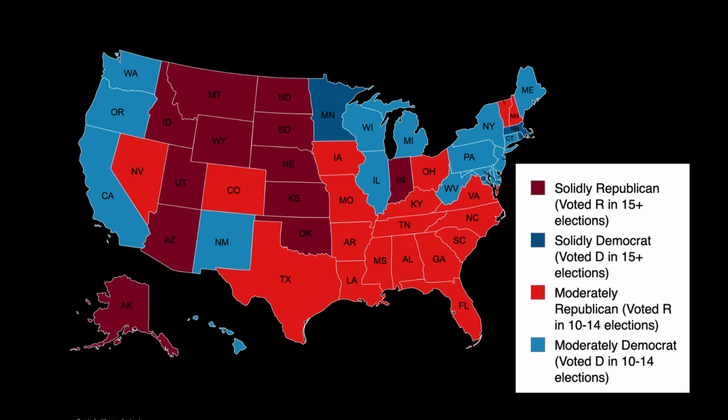The states that have voted Republican in 15 or more of the 19 elections since 1948 are Alaska, Arizona, Idaho, Indiana, Kansas, Montana, Nebraska, North Dakota, Oklahoma, South Dakota, Utah, and Wyoming. The states that have voted Democrat in 15 or more of the 19 elections since 1948 are Massachusetts, Minnesota, Rhode Island, and Washington, D.C. Finally, Alabama and Mississippi have voted for a third-party or independent candidate in 3 separate elections since 1948, the most out of any other states.